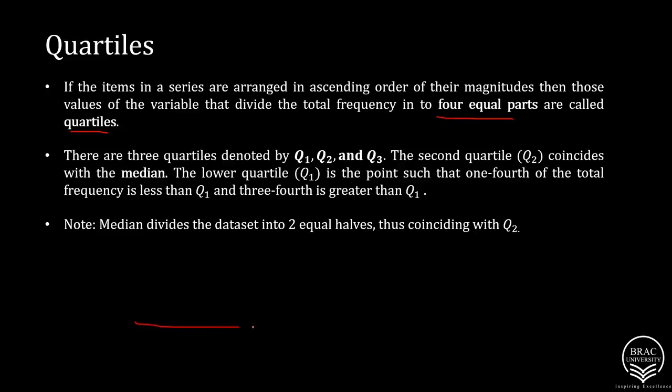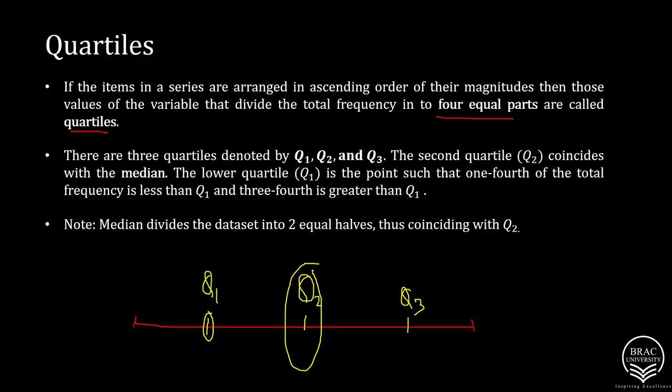That is, if the dataset is distributed like this, then the values which divide this into 4 equal parts, that is firstly half, this one and this one, these are the quartiles. So you can see there are 3 quartiles denoted by Q1, Q2 and finally Q3. The second quartile coincides with the median. You can see that this is the mid value.